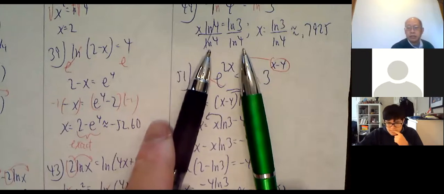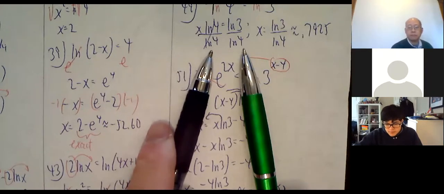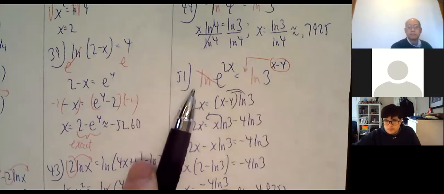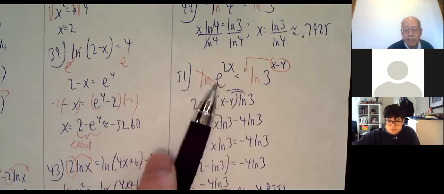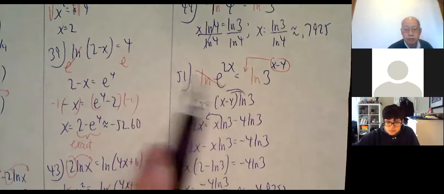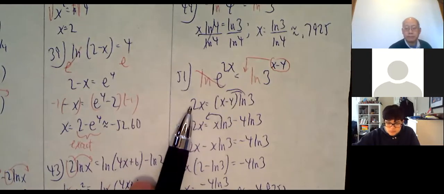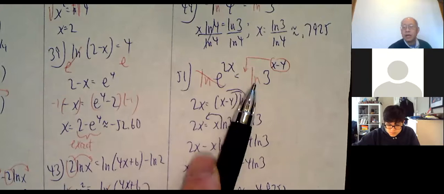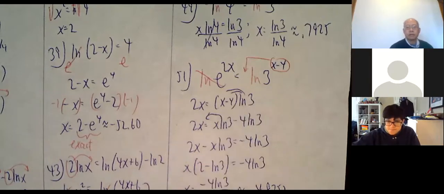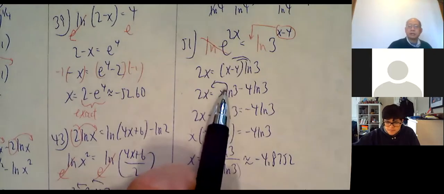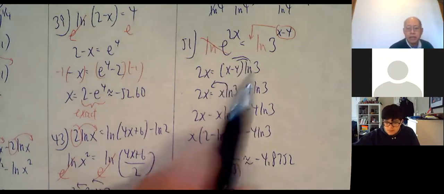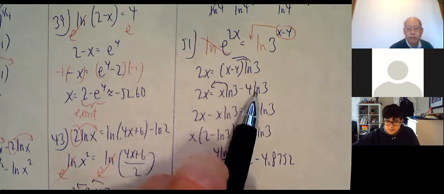Here's the original. e to the 2x equals 3 to the x minus 4. How do I get those exponents down? ln, ln, ln. Fortunately, this ln and e are next to each other. They just cancel out. Cross them out, 2x equals (x minus 4) ln 3.